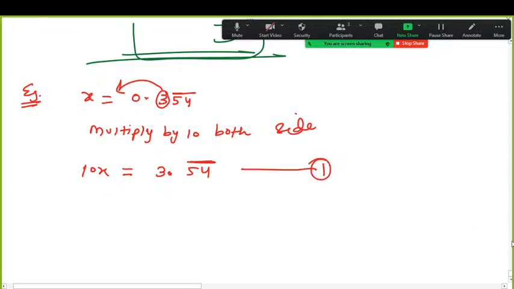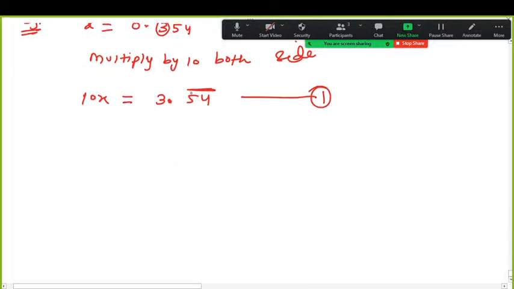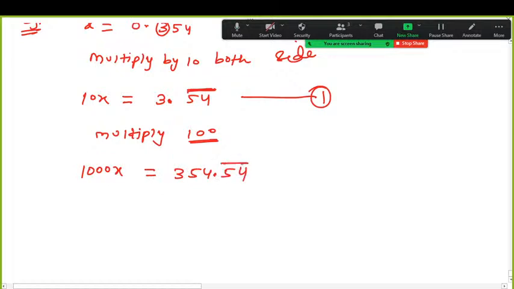Got it? Okay. The next step is how many digits are repeating. If two digits are repeating, multiply by 100. And if you are multiplying 100 here, it will be 1000, and here it will be 354.54 bar. Why am I saying bar again? Because 545454 is going up to infinite. That's why we put bar again, no issue.